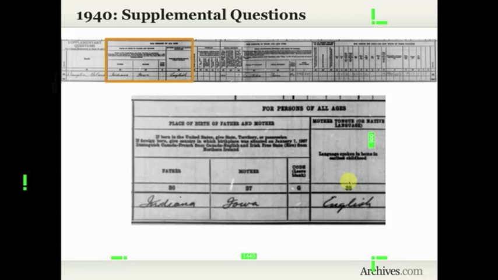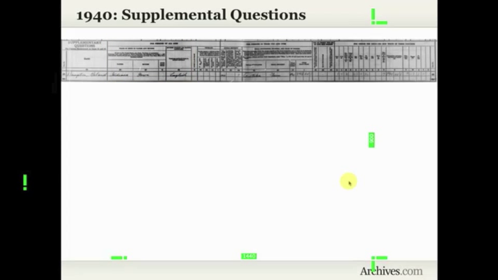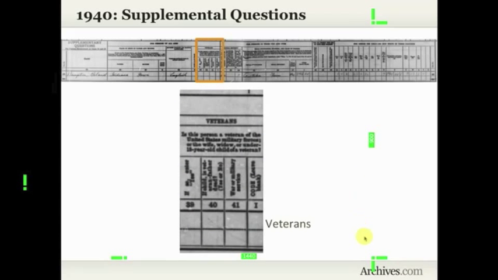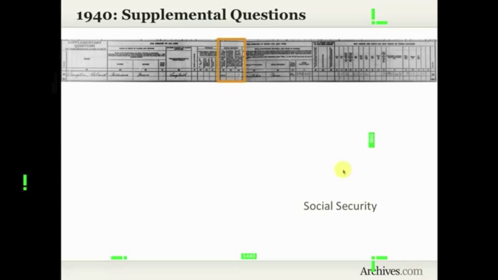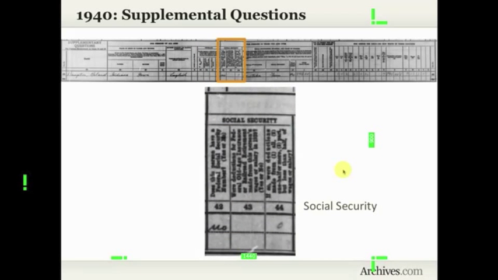We also see information about veterans. Was this person a veteran, or was this person the widow or an underage child of a veteran? And it asks questions about that military service. Did this person have a social security number? And was this person receiving old age insurance? So the first time that we see social security on a census.